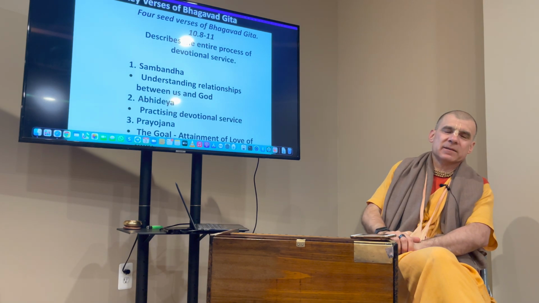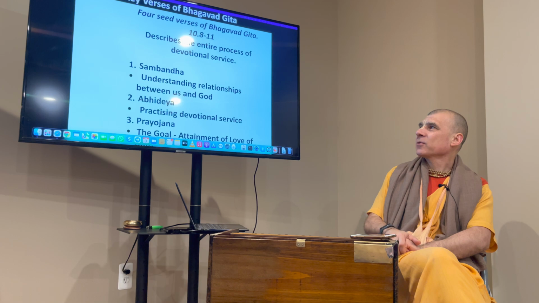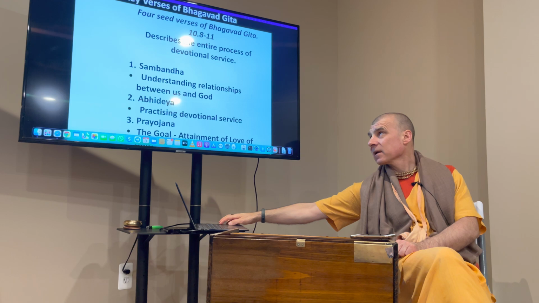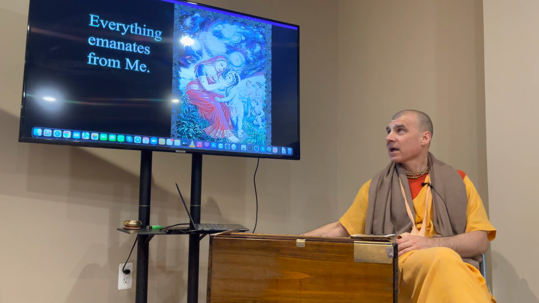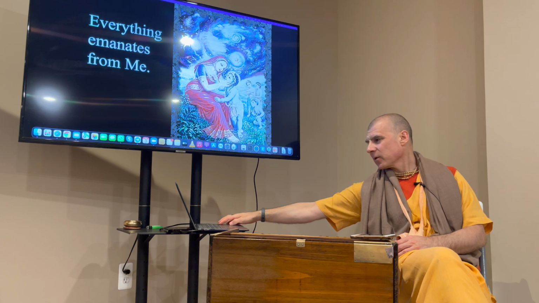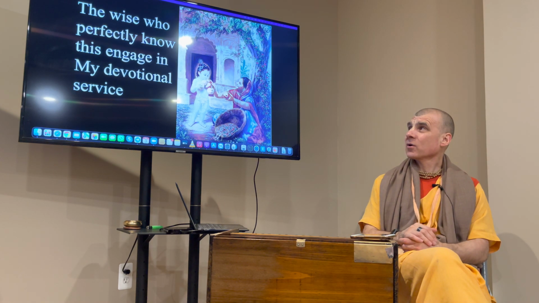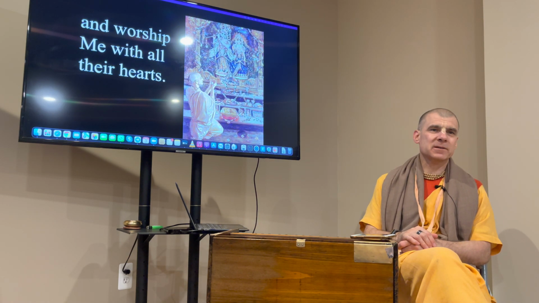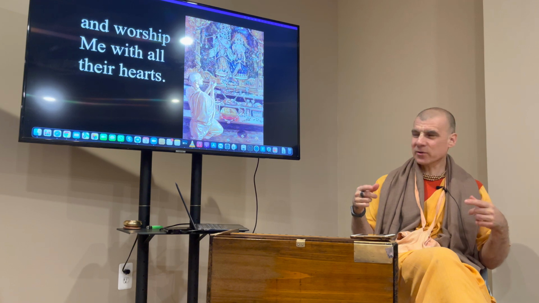Now we'll be looking at the Chatur Shloki, the 4 seed verses of Bhagavad Gita, chapter 10, verses 8 through 11, which describe the entire process of devotional service, Sambandha, Abhideya, and Prayojana, and we'll see how it's done. So Krishna says, I am the source of all spiritual and material worlds. Everything emanates from me. So that's Sambandha, right? And what it leads to, the wise who perfectly know this engage in my devotional service and worship me with all their hearts. So theoretical understanding of Krishna helps us to start the process of devotional service.